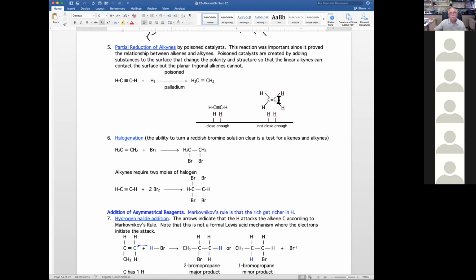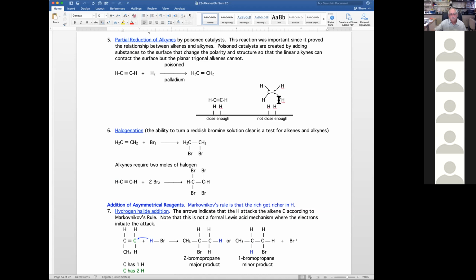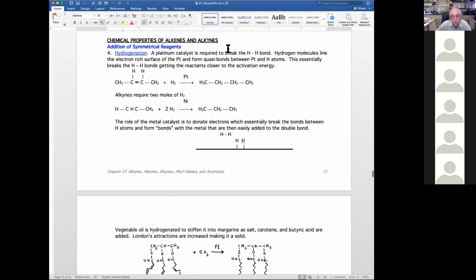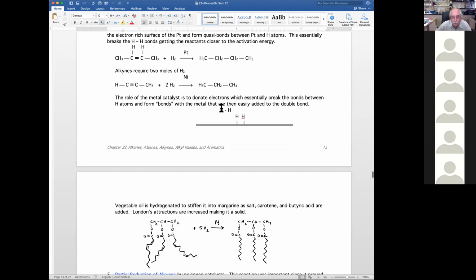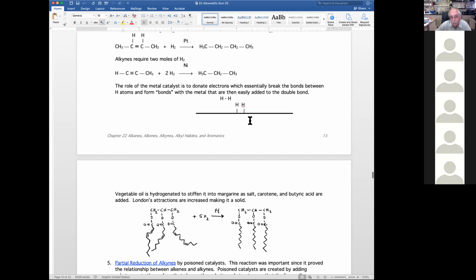So here's the partial reduction of alkynes. Okay. And so, by poison catalyst. So here's the issue that the early chemists had to deal with. If double bonds and triple bonds were the same, I should be able to take a triple bond and stop it at a double bond. But they couldn't do that. They couldn't find a way to do it because both of these were able to come in here and fully get saturated. It would just go all the way to the point of saturation.